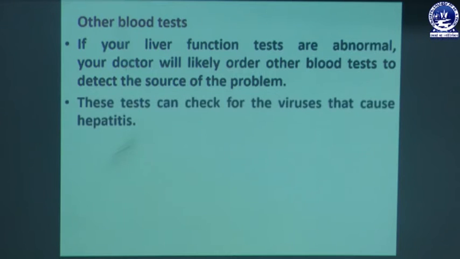These tests can check for the viruses that cause hepatitis. Through these tests the doctor can also detect which type of hepatitis the person is suffering from, and through which virus. Through that the doctor can provide proper treatment.